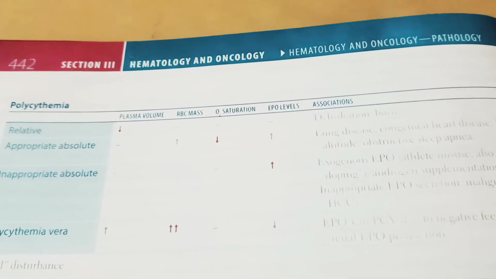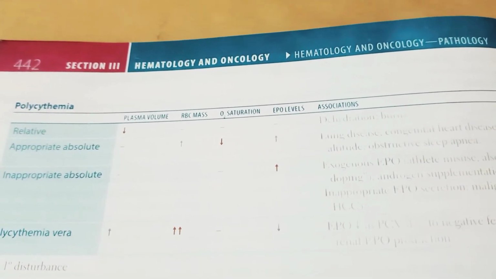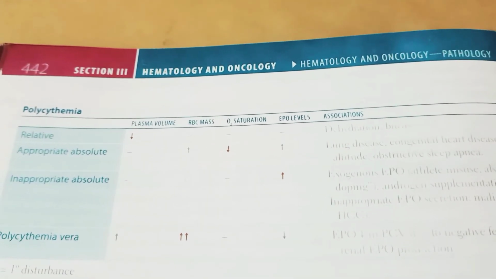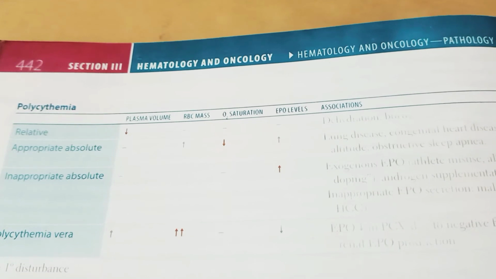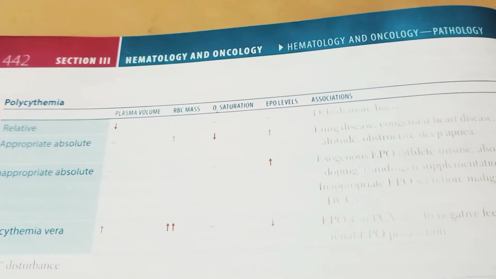Coming to appropriate or absolute polycythemia. So what does absolute polycythemia mean? Increase in RBC. So here RBC mass will be increased, oxygen saturation will be decreased even though RBC mass is increased.